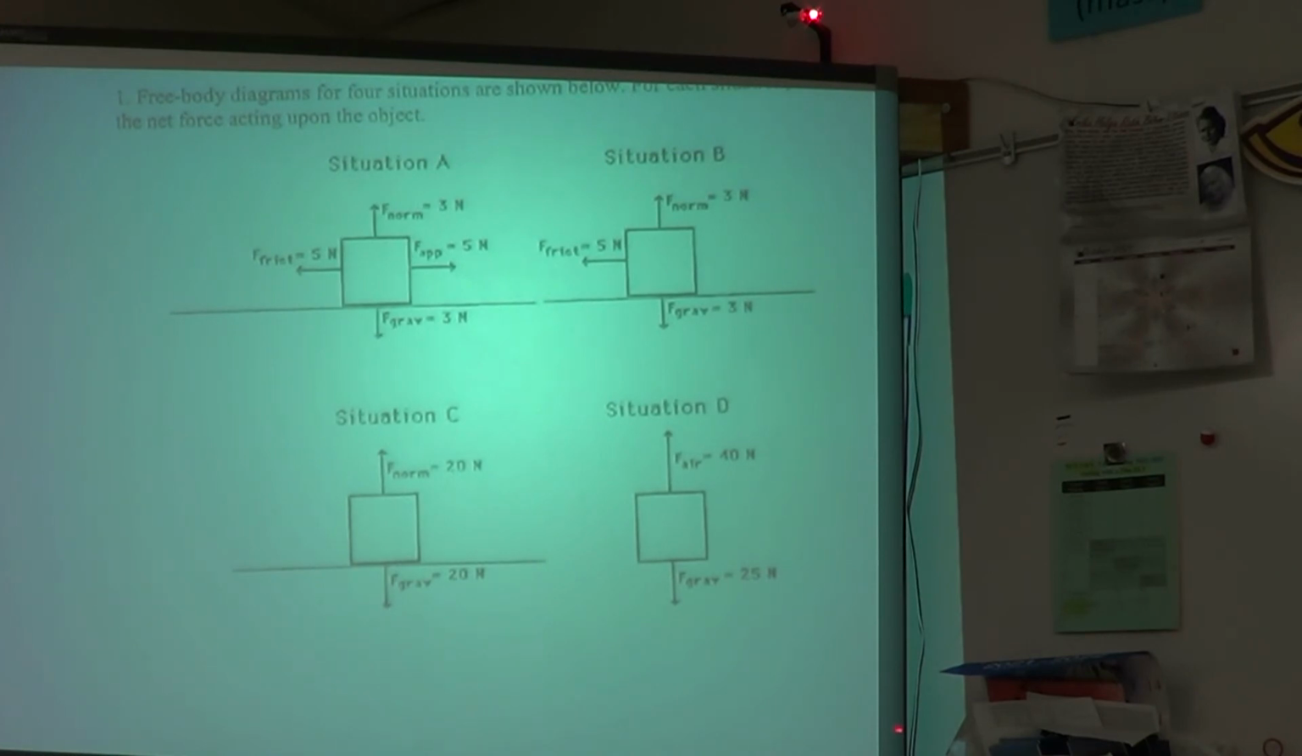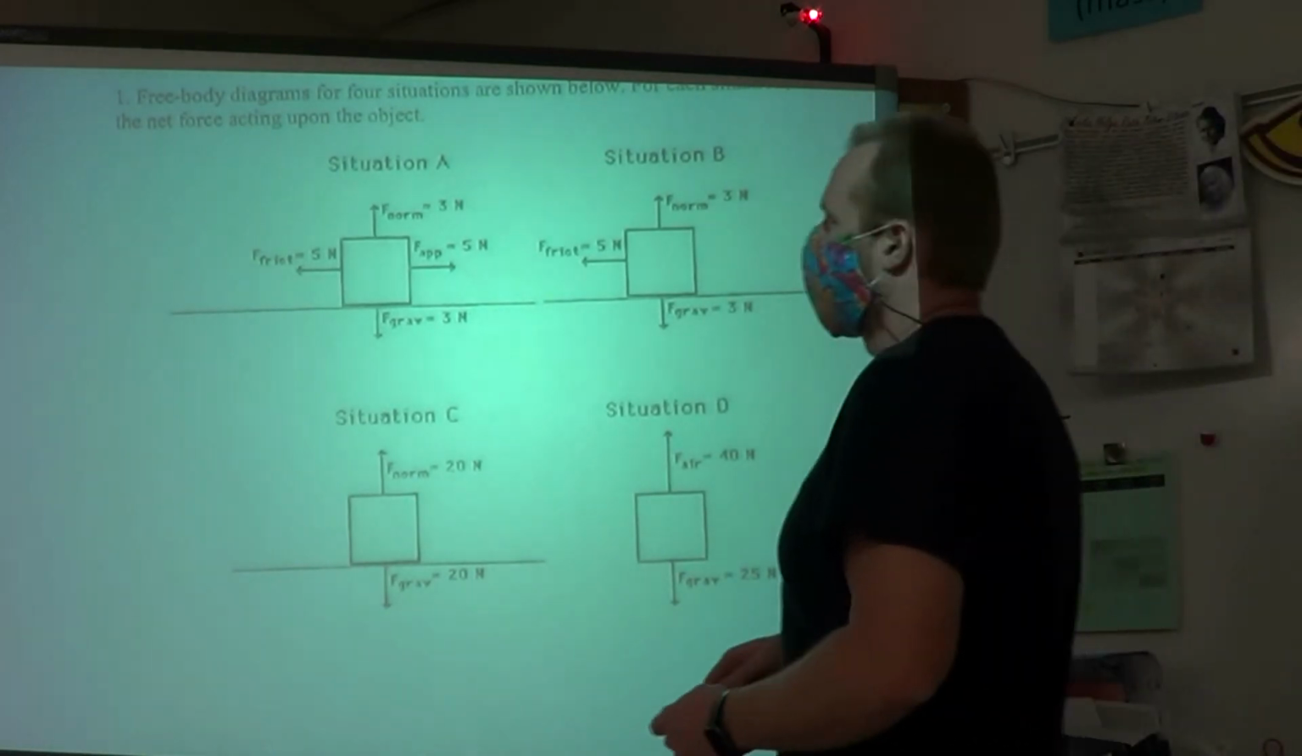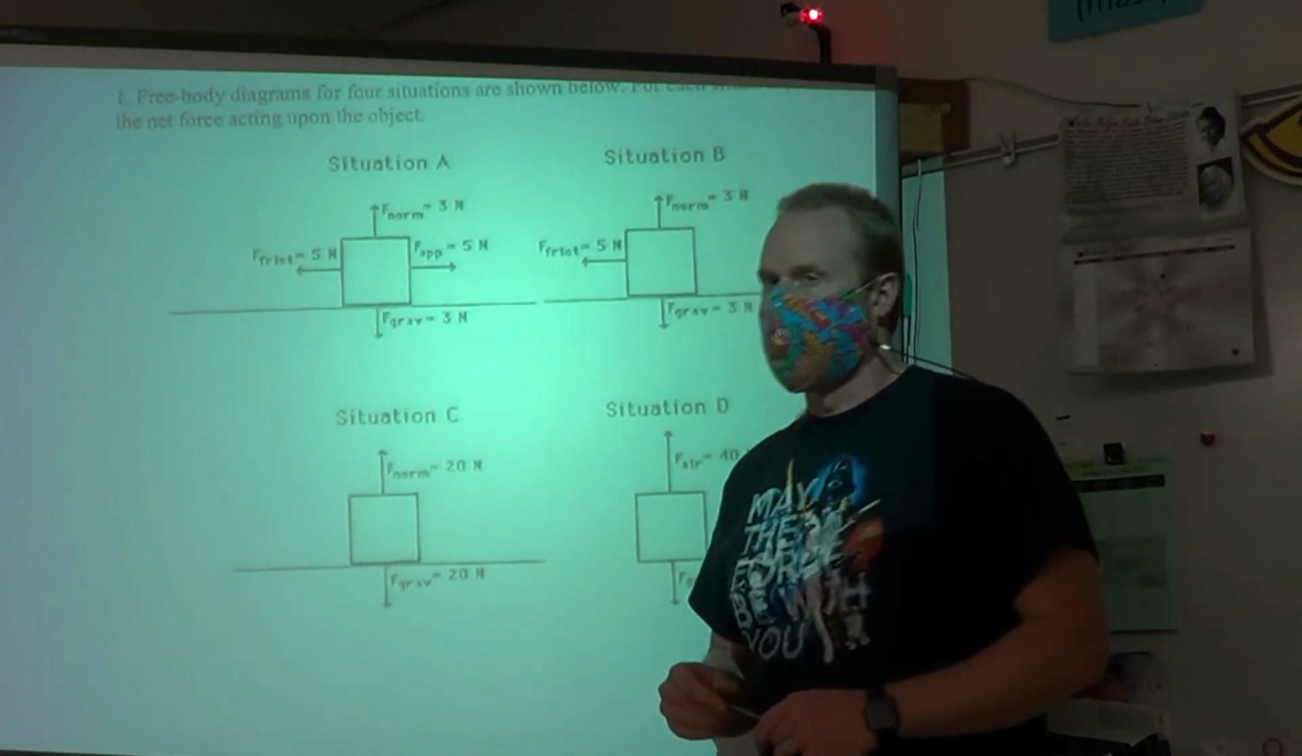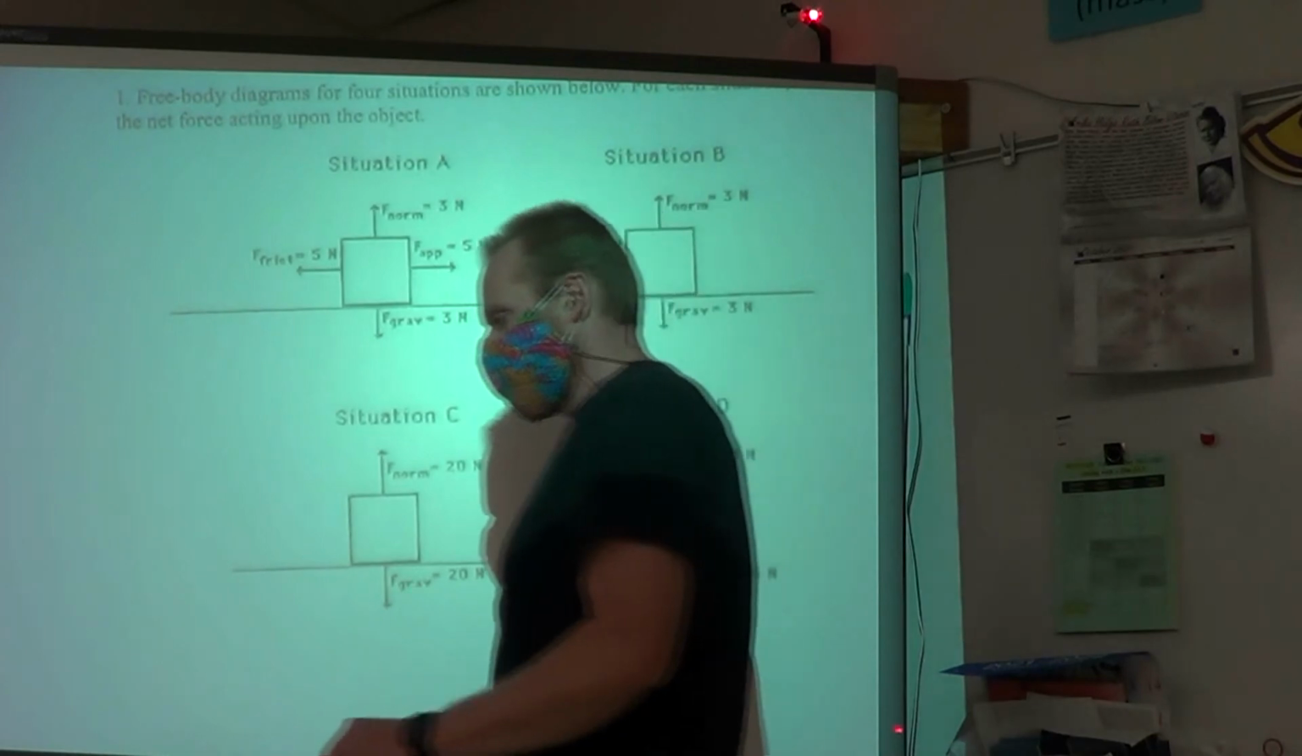So we go through, we draw a picture. We label all of our forces on it with the direction that the forces are acting. And then based upon that, we can go through and apply Newton's second law to determine what the net force acting on each object is. Now, I should have said this earlier.